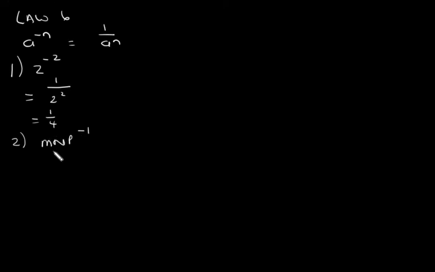Let's look at example number 2. We've got m n p to the power negative 1. M has an exponent of 1. It's invisible, but it's 1. N has an exponent of 1. But P has a negative exponent. And what do we do if it has a negative exponent? If the exponent is negative, we need to take it down and write it as a denominator. However, we see that because m and n is positive, it stays as a numerator. It's only the p that needs to be taken down to the denominator.